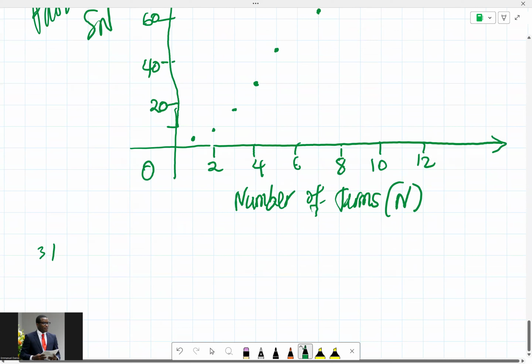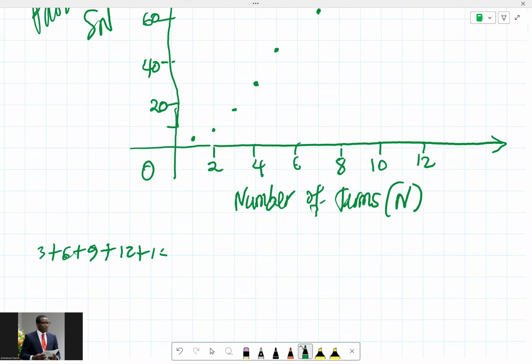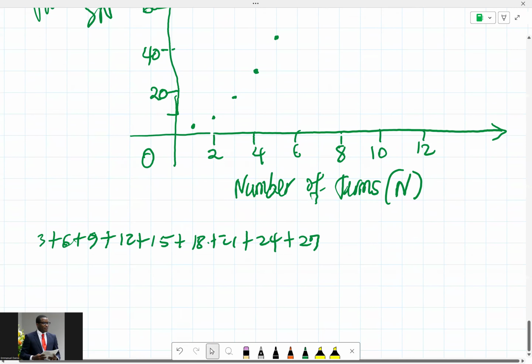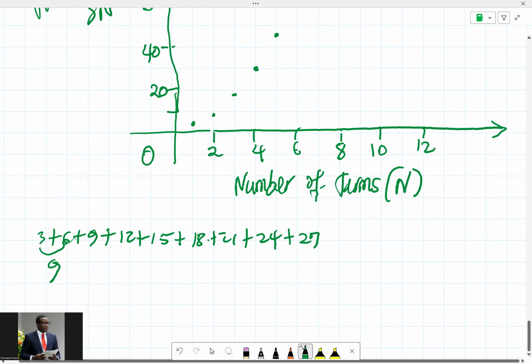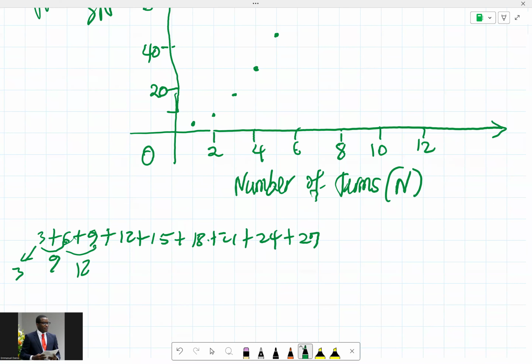I'm looking at 3 plus 6 plus 9 plus 12 plus 15 plus 18 plus 21 plus 24 plus 27, like this. Okay, so the first one is 3. Then next we have 9, so number 2 is 9. That's why we have this 9 here. Number 3 is 9 plus 9, that's 18. So number 3 is 18, somewhere around there.